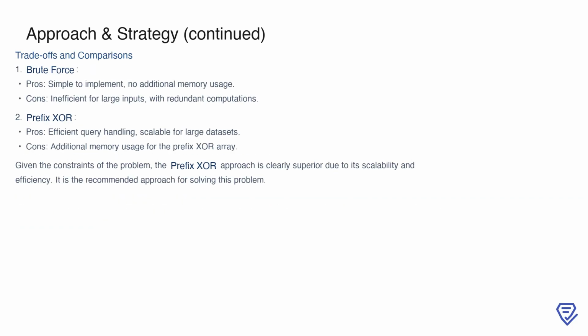When comparing the brute force and prefix XOR approaches, the trade-offs become clear. The brute force method is simple to implement and does not require additional memory. However, it is inefficient for large inputs due to redundant computations, making it unsuitable for scenarios with high constraints. In contrast, the prefix XOR approach is highly efficient, with constant time query handling and scalability for large datasets. The trade-off is the additional memory used for the prefix XOR array, but this cost is justified by the significant performance gains. Given the constraints of the problem, the prefix XOR approach is the superior choice.